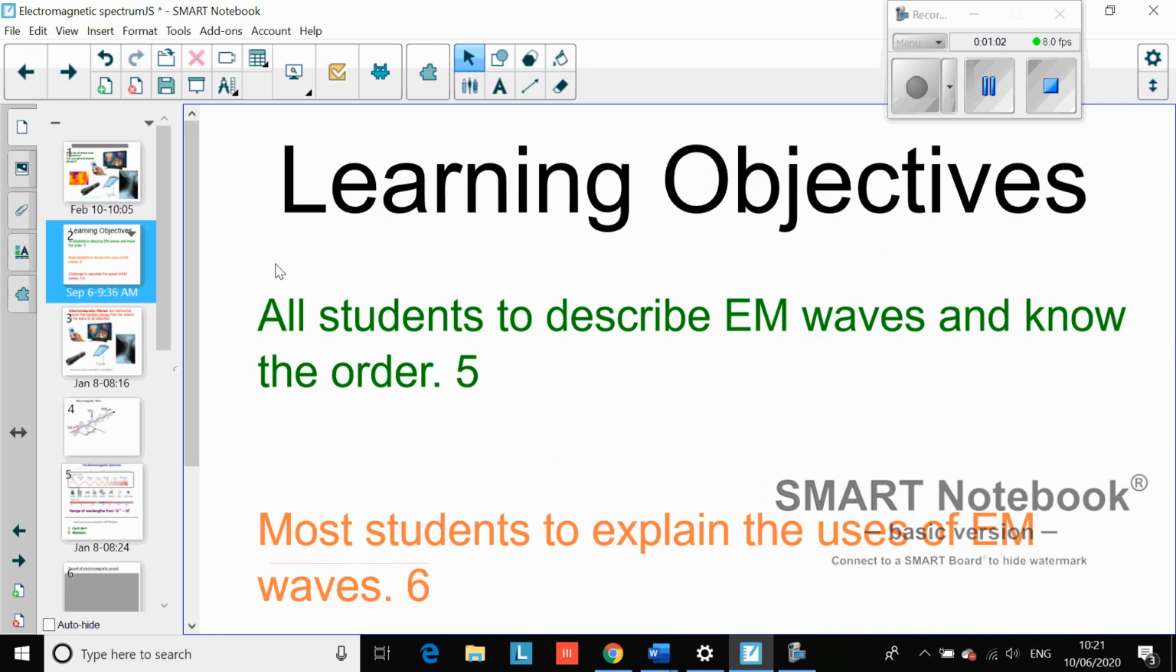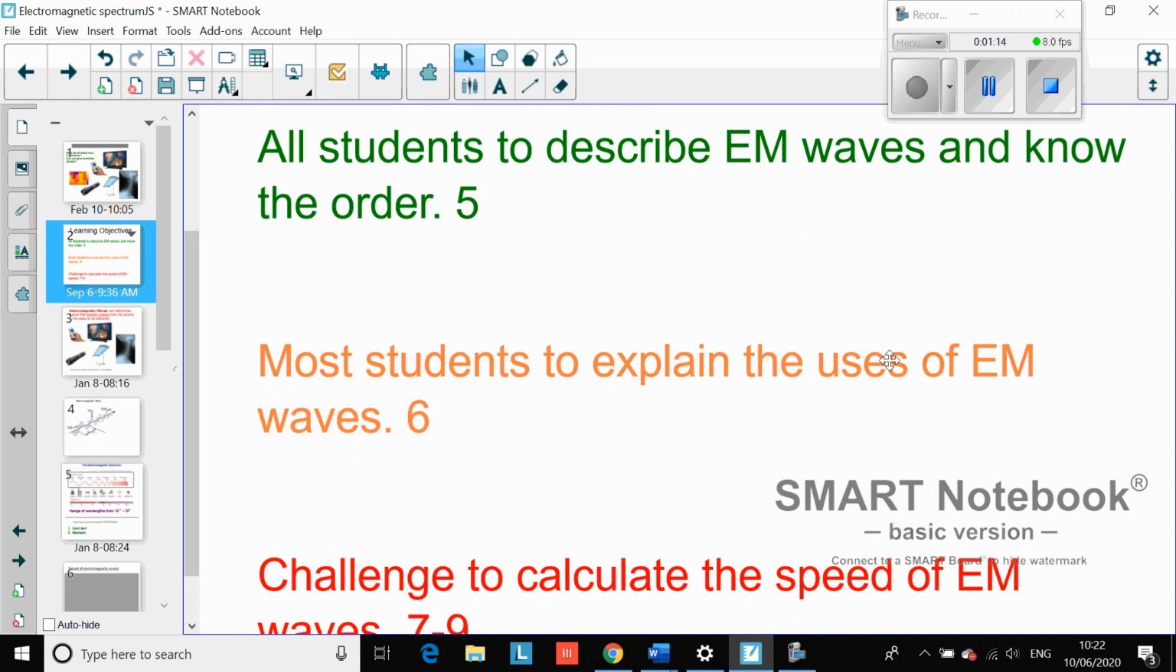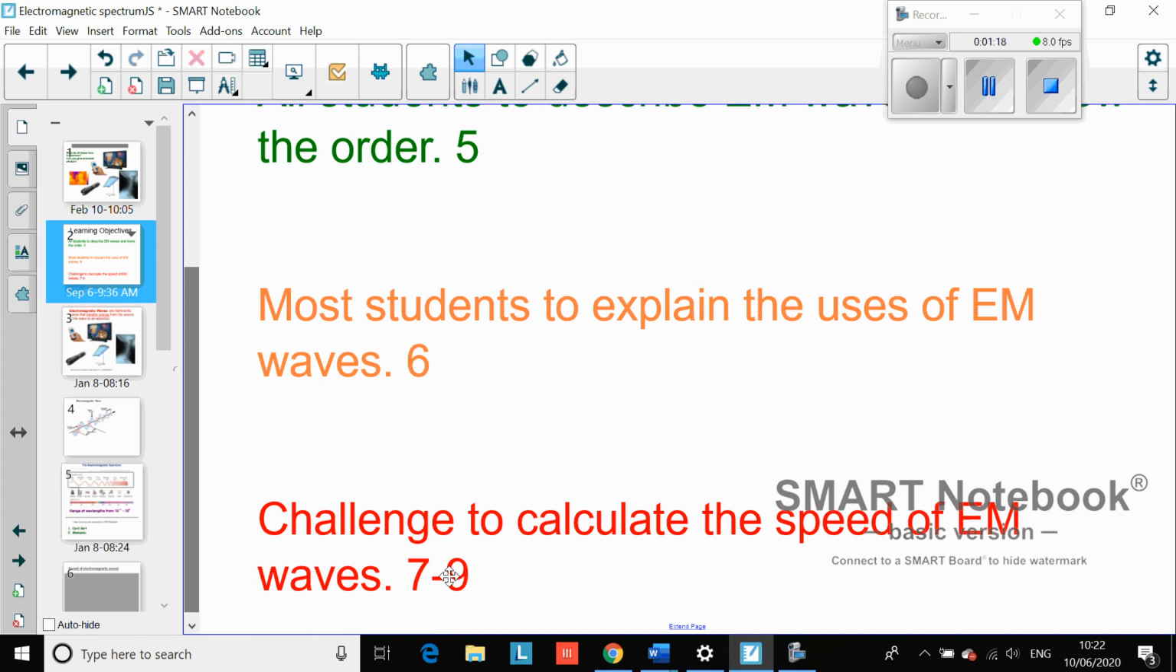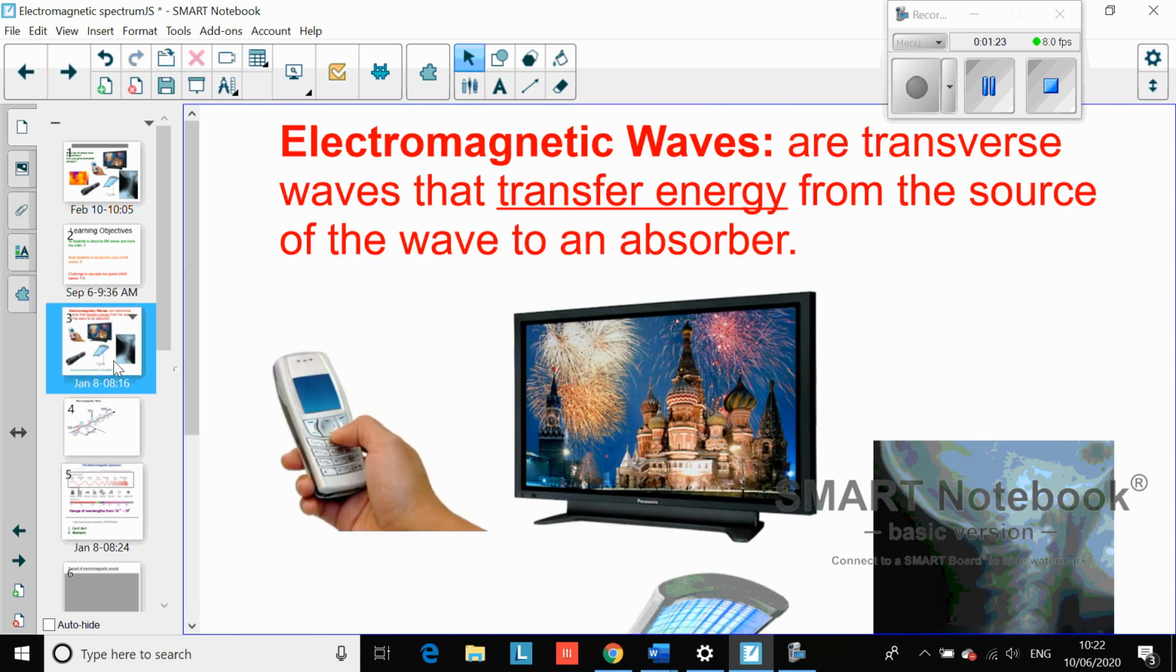By the end of today, all of you will be able to describe electromagnetic waves and know the order. That's going to be important. That's foundation level stuff, so you do need to make sure you know that. All of you will explain some of the uses of electromagnetic waves, and a few of you will calculate the speed of electromagnetic waves.